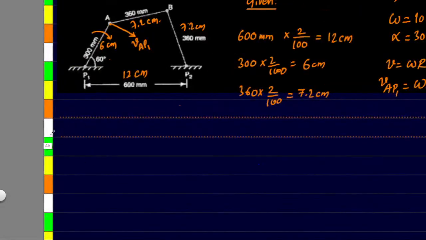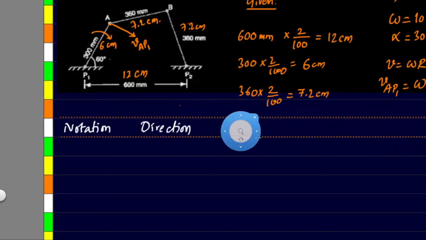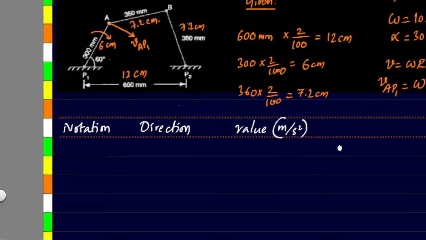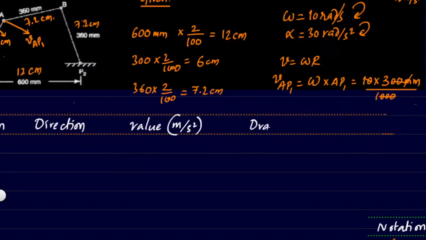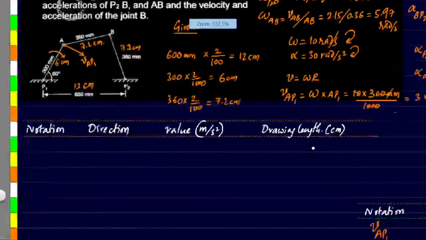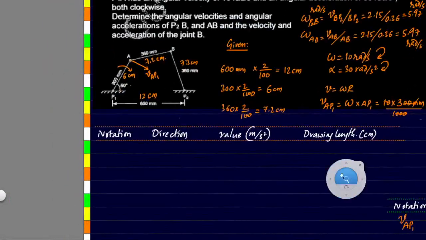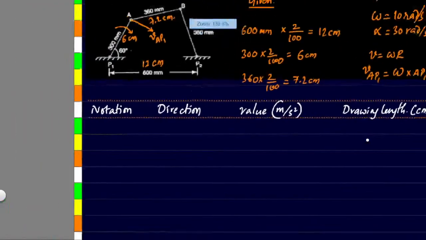So for acceleration also, first we will write the notation. Then we will predict its direction. Then we will find its value. We will have to find it in meters per second square. And then the drawing length. We will have to mark it in some conveniently converted value, which should be measured in centimeters. So let us mark the accelerations.